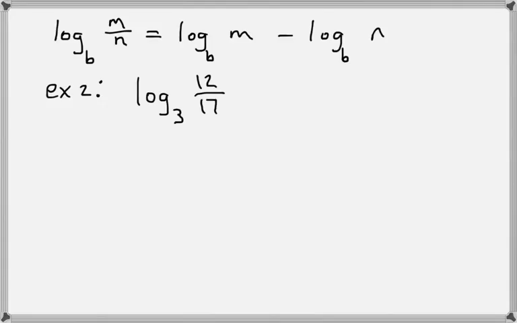Let's look at a second example. Here we have the log base 3 of a 12 divided by 17. That matches our quotient property, so we can expand this into the difference of two logs. So we have the log base 3 of the numerator, which was 12, minus log base 3 of the denominator, which is 17. So we have now successfully expanded that single log into the difference of two different logs.